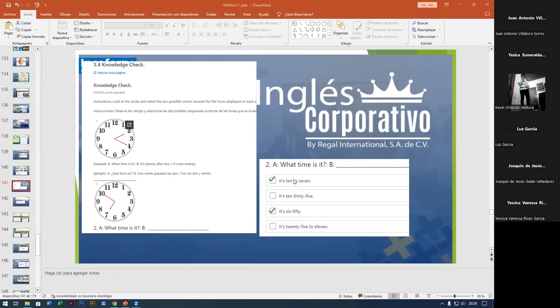Yes, very good. Yeah, porque ese "to" nos representa que faltan tantos minutos para la siguiente hora. Así como lo tenemos acá, right? It's 10 to 7. Or it's 6:50. You have 6:50. That's very good. That's nice. Okay, let's go ahead then with our next part.